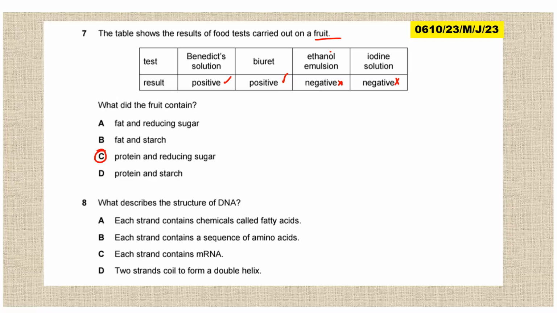Question 8, describe the structure of the DNA. How is the structure of the DNA? Each strand contains a sequence of amino acids. Each strand contains mRNA. Two strands coil to form a double helix. So two strands coil to form a double helix. But is this also possible? What makes B the wrong answer? So which one is the answer here? So put up a debate on this part.